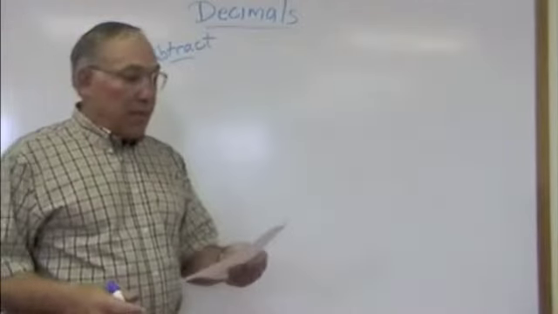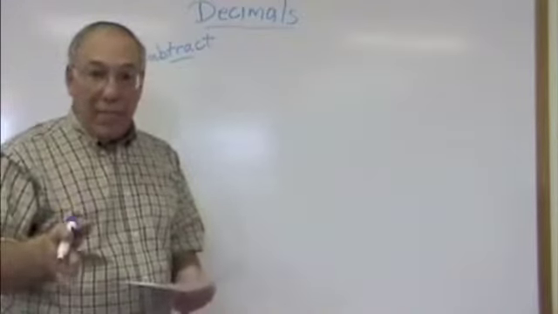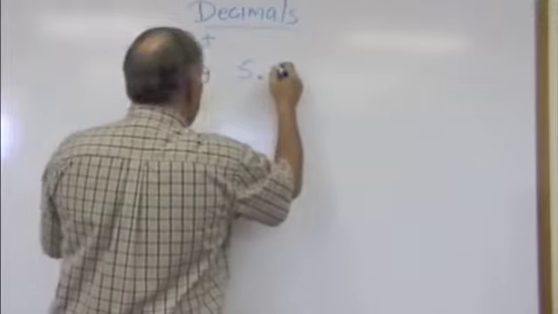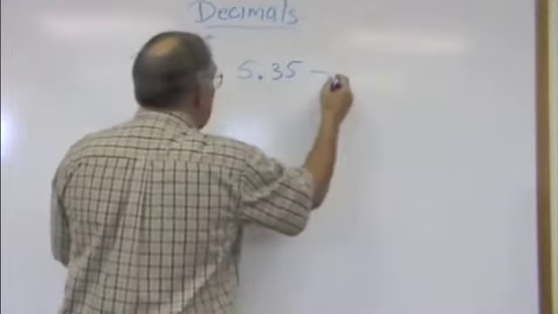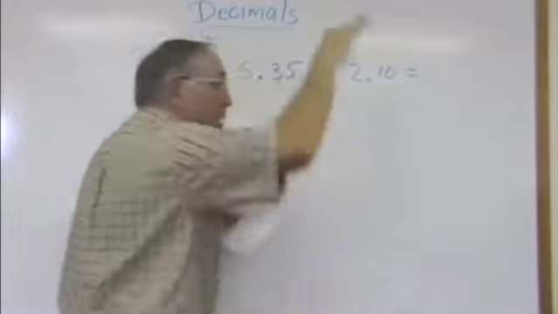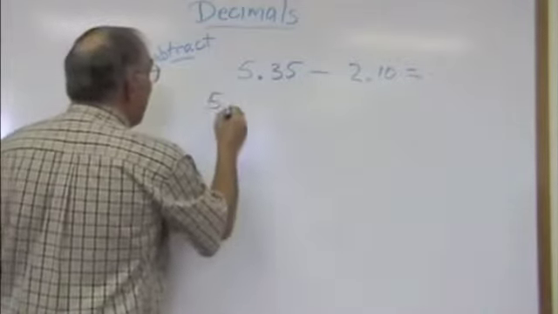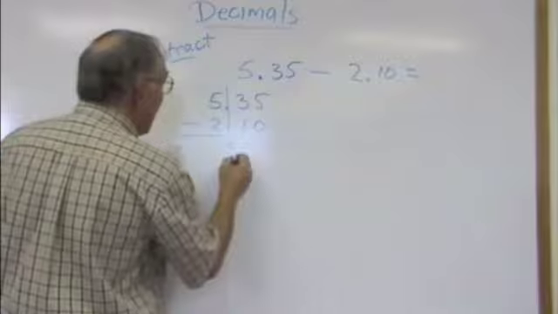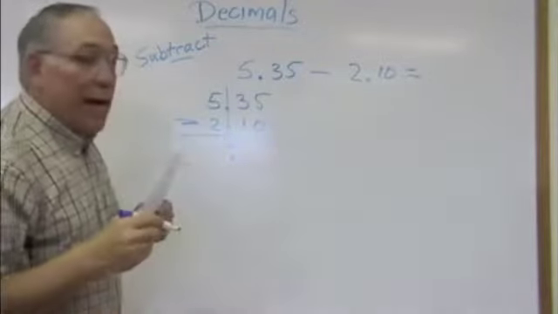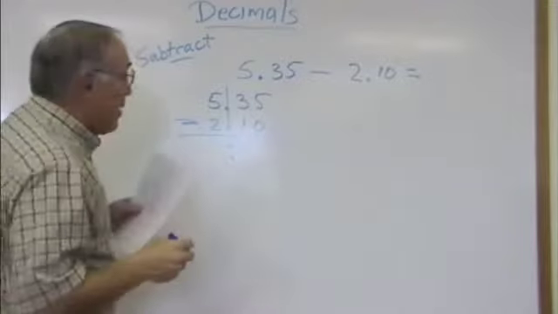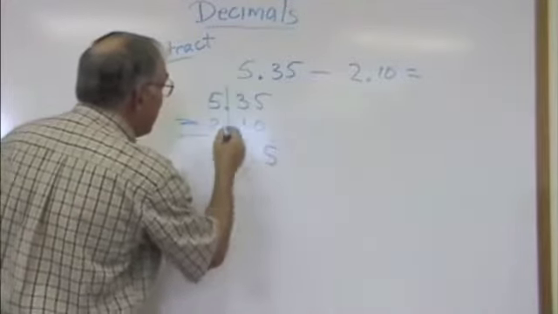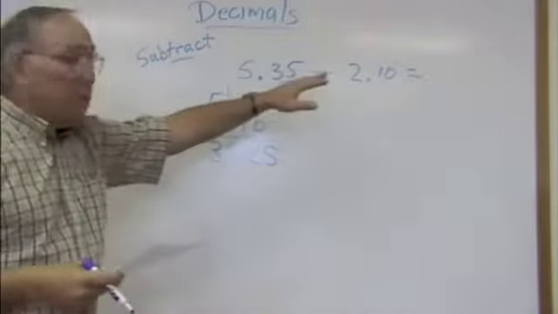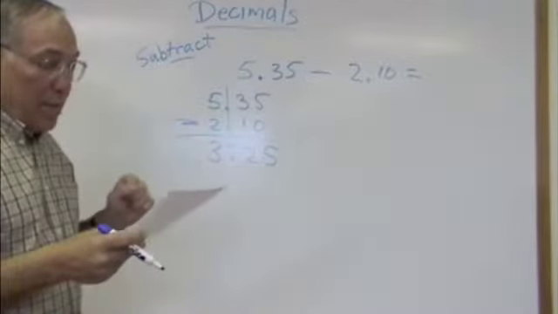Okay, subtracting decimals. It's the same rule as addition. We line up the decimal points and bring the decimal point down into the answer. For example, 5 and 35 hundredths minus 2 and 10 hundredths. Again, first we're going to line these up and down. 5.35 minus 2.10 lines up nicely. We bring the decimal point down. Remember, we're subtracting now. Make sure you do the right operation. Sometimes people make a mistake on this. 5 minus 0 is 5, 3 minus 1 is 2, 5 minus 2 is 3. The answer is $3.25. Remember, the larger number always goes on top when you set up your subtraction problems.